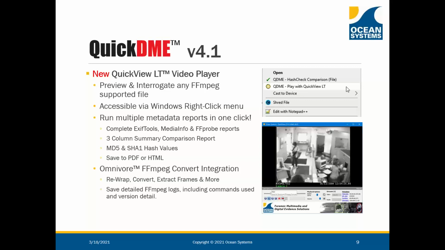Get a 3-column metadata summary report, get an MD5 and SHA-1 hash value in that report, save that report as PDF, etc. So a lot of low-level common tasks right there, just in the metadata report capability of QuickView LT. You can hash it, you can get all the metadata documented, etc. Now, if you're just after a single frame, well, I'll show you how QuickView LT can help you with that, as well as reporting. And then, of course, it's integrated with FFmpeg Convert and Omnivore's FFmpeg Convert. So if you have your Omnivore drive plugged in, you can leverage all of FFmpeg Convert's capabilities.